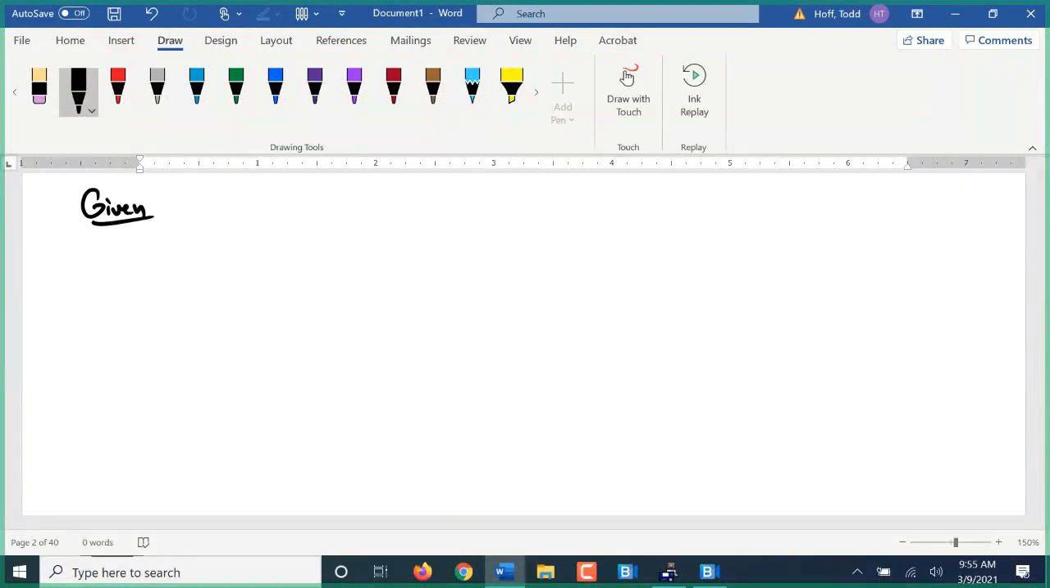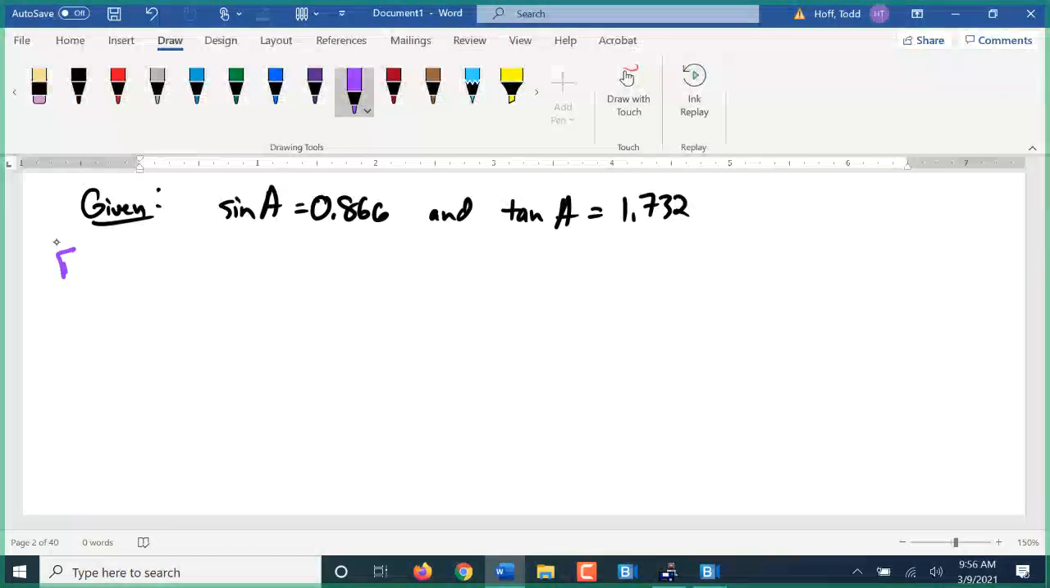So if I give you that sine of angle A equals, oh, I got to find a decent one here. Let's say sine of angle A equals 0.866. And tangent of angle A equals 1.732. Find, let's start off with the cosine of angle A.